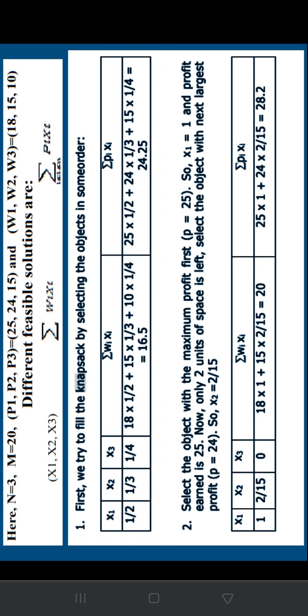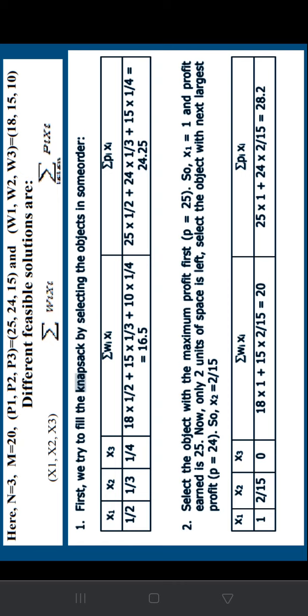Okay, and putting these weights into the sack, we get the profit 24.25. How does this value come? Because we have profits 25, 24 and 15, and the ratios are 1 by 2, 1 by 3, 1 by 4. So multiply 25 into 1 by 2 plus 24 into 1 by 3 plus 15 into 1 by 4, which is 24.25. That means adding these weights to the knapsack creates a profit of 24.25. This is one possible feasible solution.